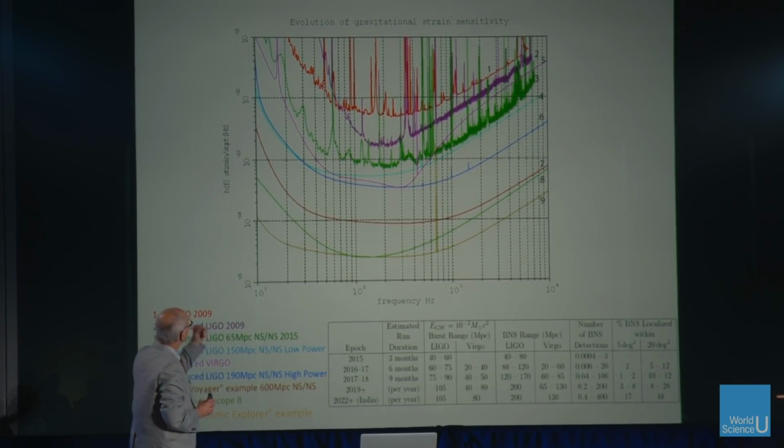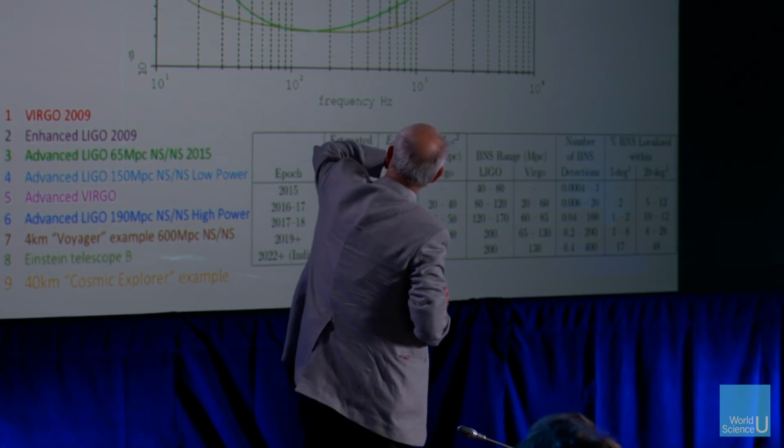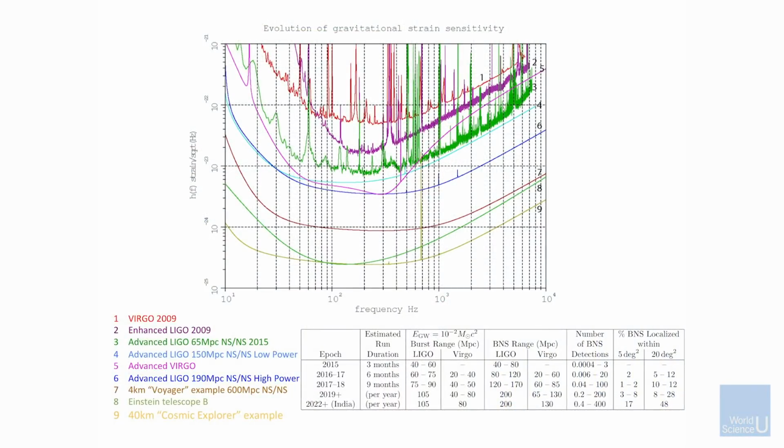And you can see that superposed on this is real data, which is the fuzzy stuff up there, and then projections. And the very first thing you see is the top curve, the red curve. That's the best that Virgo ever made, and that's why they're rebuilding.